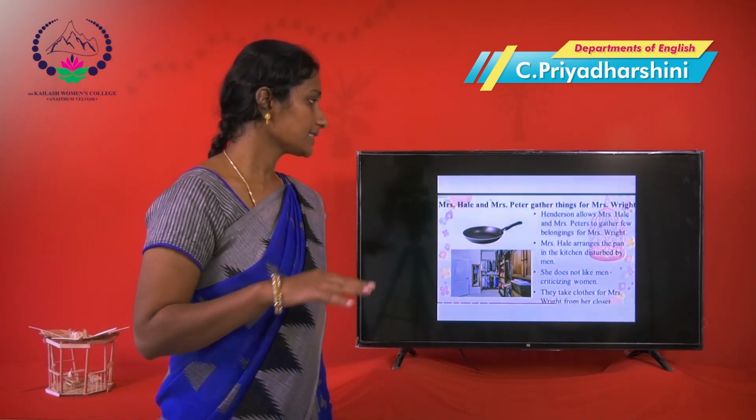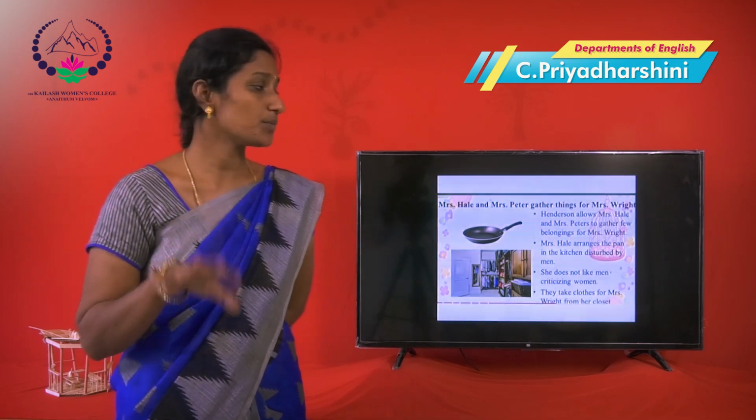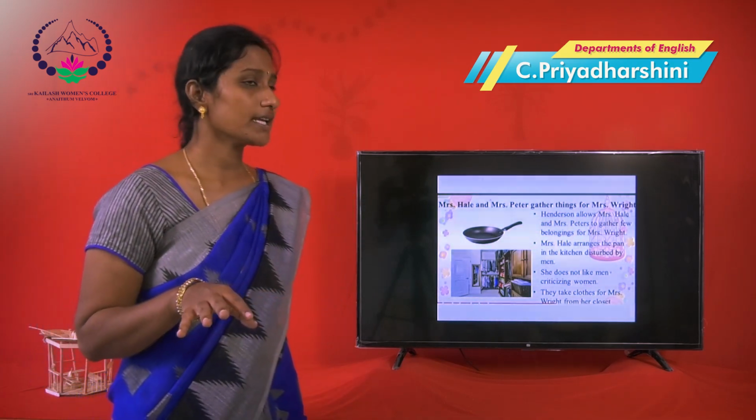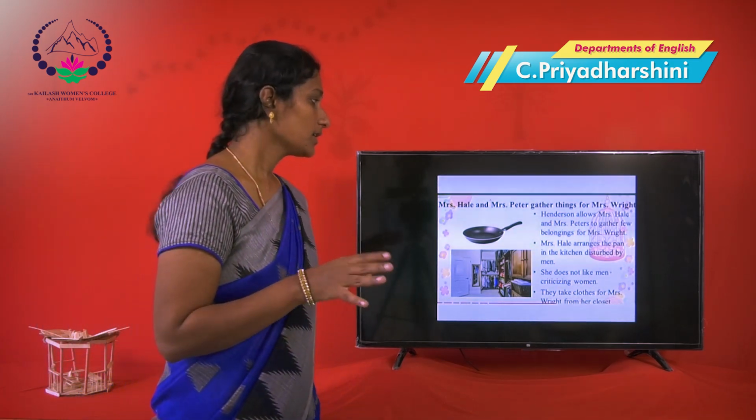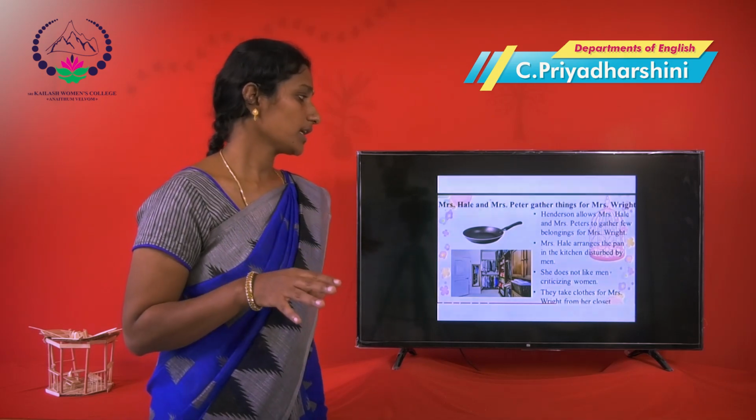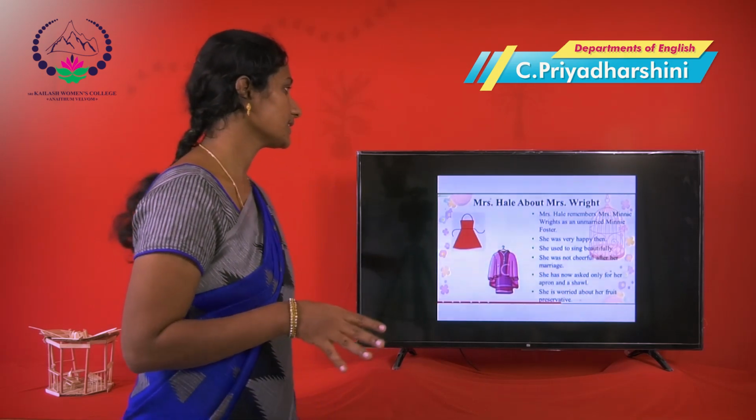Mrs. Hale arranges the pan in the kitchen, disturbed by the men. She does not like men criticizing the woman. They take clothes for Mrs. Wright from her closet.